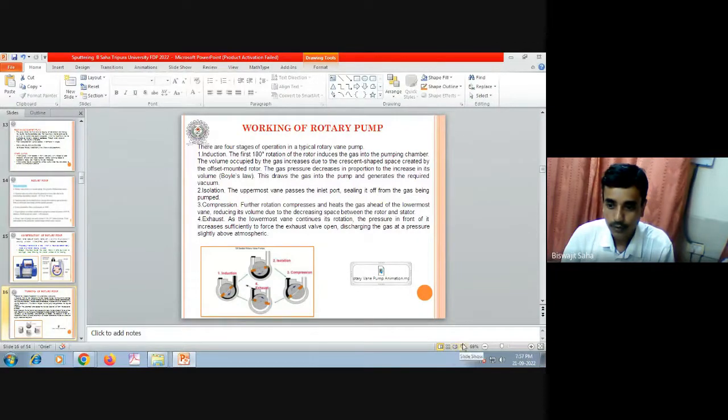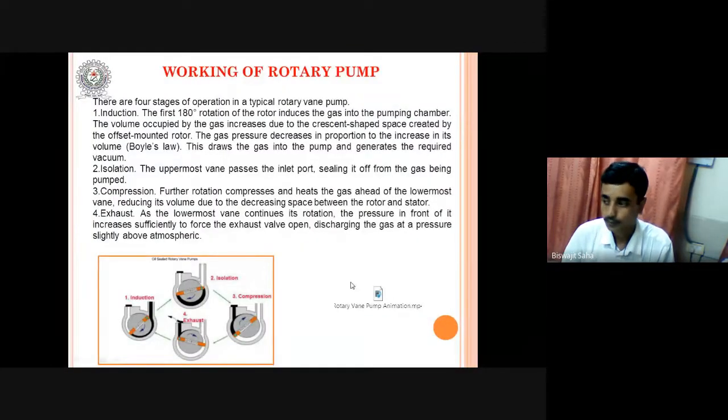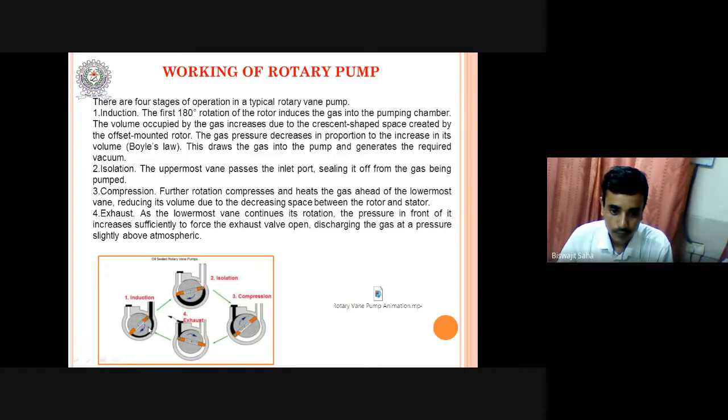So let me go to the presentation slide once again. After seeing this video, if you look into the working of the rotary pump, the four statements given for four different stages can be easily understood. The first 180 degree rotation of the rotor induces the gas into the pumping chamber. In this first figure you can see the introduction, so the gas molecules are introduced inside the chamber, this black part.